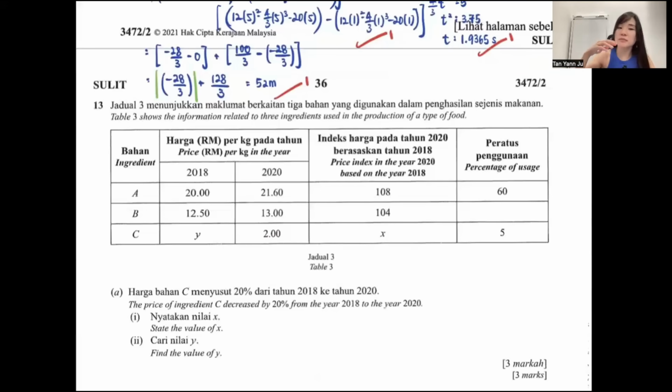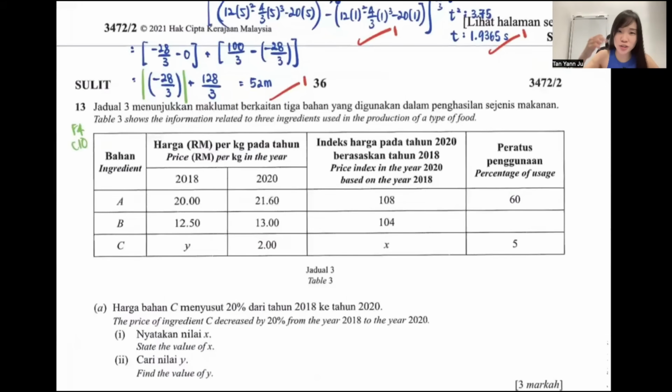Question 30. Table, look at it. Form 4, chapter 10, index number. One of your favorite chapters, I hope. Not favorite? Never mind. Watch the videos I already created for this chapter. You will be very, very good at it. So, Form 4, chapter 10, index number.